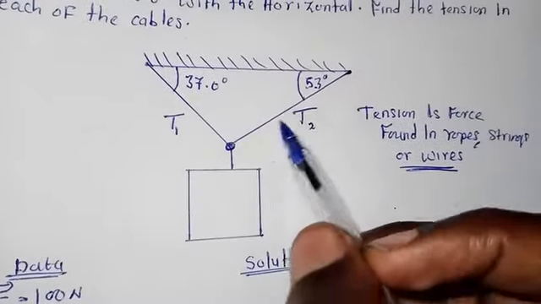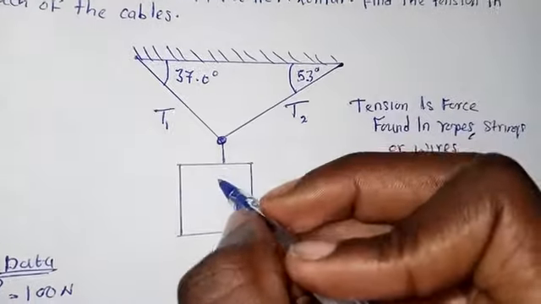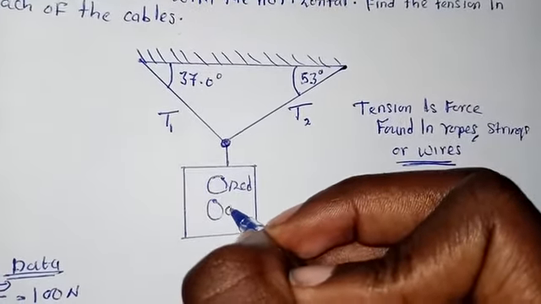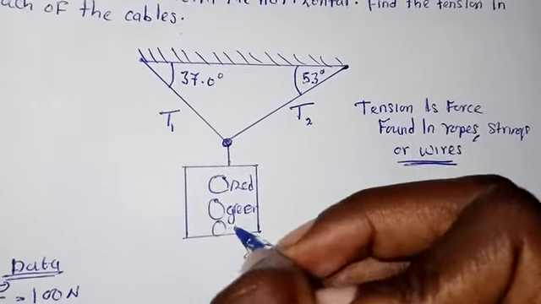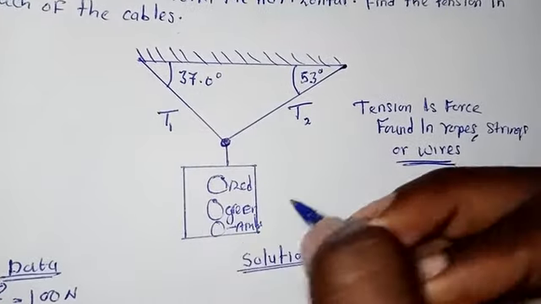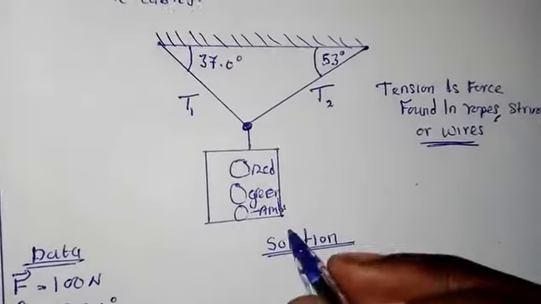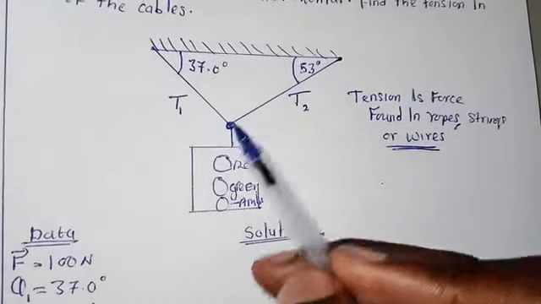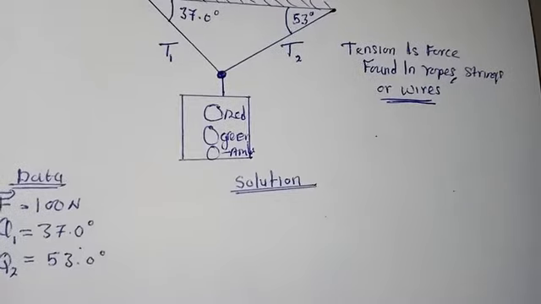So we have this traffic light here, and it's holding this thing here. This is a traffic light. It's got red, green, amber, whatever. Now they want us to apply Newton's third law of motion in order to find the tension force due to this and due to this. So the first thing to do is simply to write this.